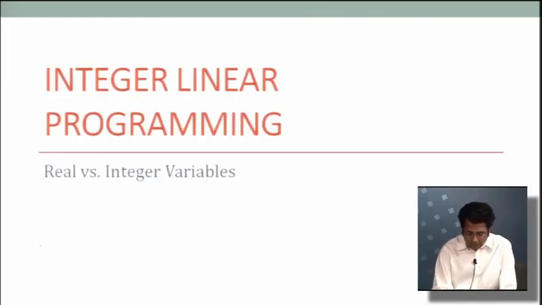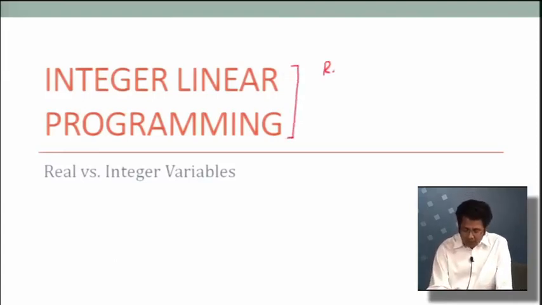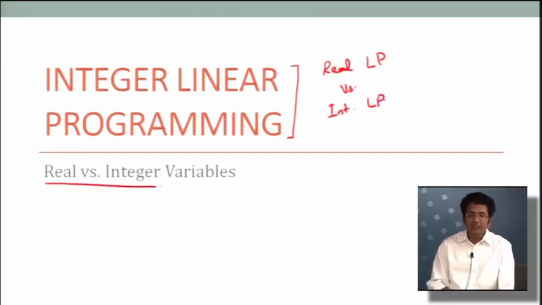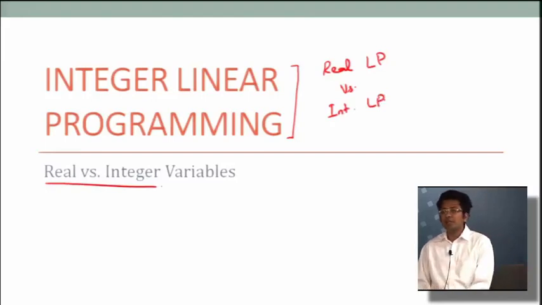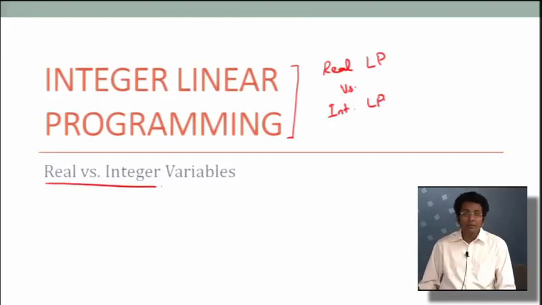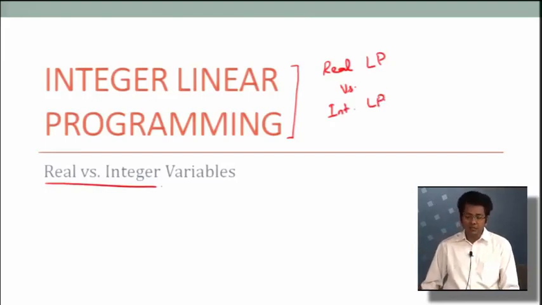Welcome back. In this lecture, we are going to talk about integer linear programming. The main objective of this lecture is to differentiate real linear programming versus integer linear programming. And we will talk about the difference that treating the variables as reals makes from treating the variables as integers. And it's a big difference, and we need to understand this difference.